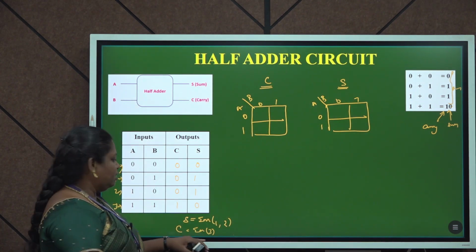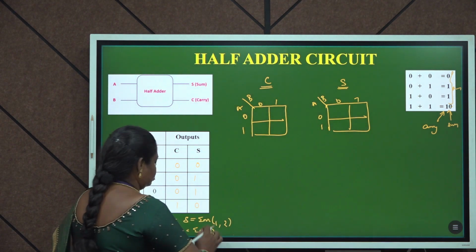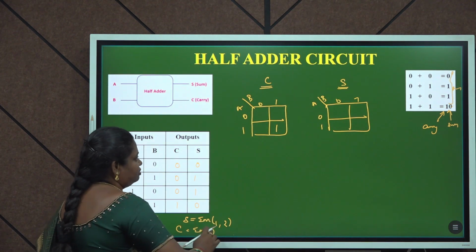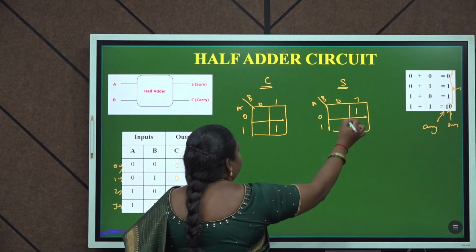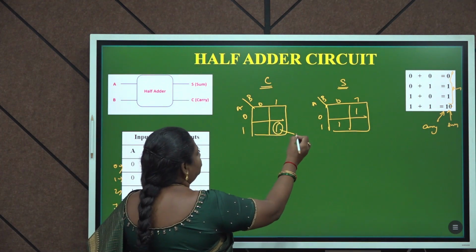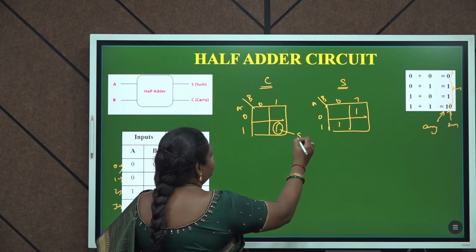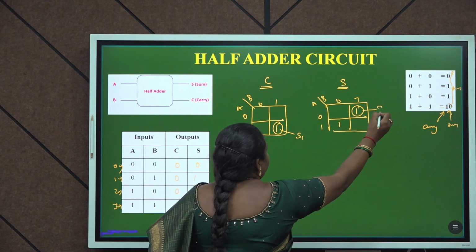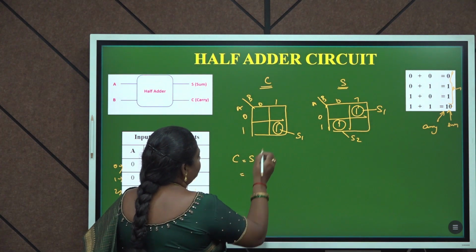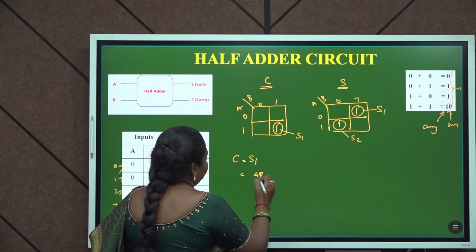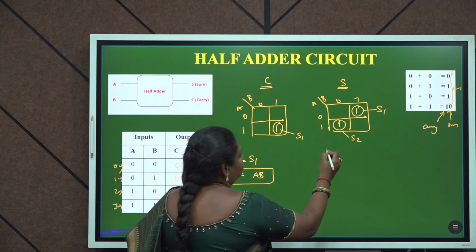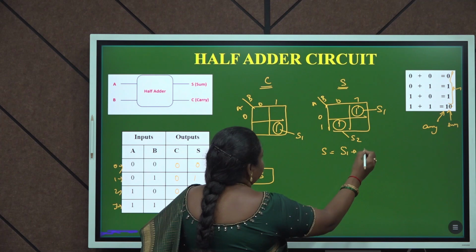We are going to fill them in the K-map. The carry min term is 3, so with cells 0, 1, 2 and 3, in cell number 3 I have filled the min term, and for 1 and 2 I have filled it for the sum term. Now we are going to do the grouping. Here it is a single grouping, and here also it is a single grouping. So my carry is equivalent to A and B. This is the expression obtained for my carry, and for my sum, S1 plus S2.